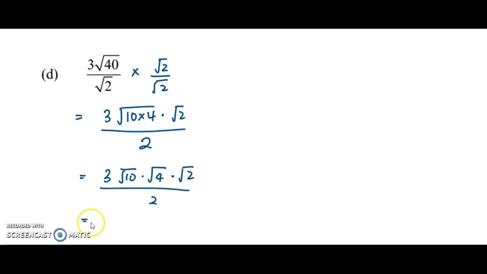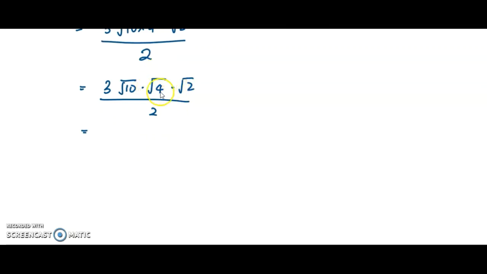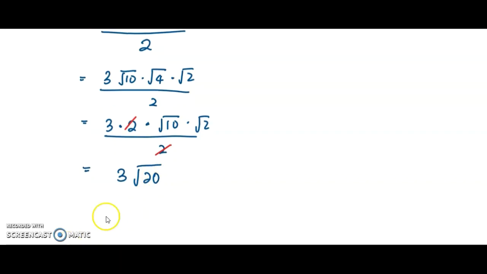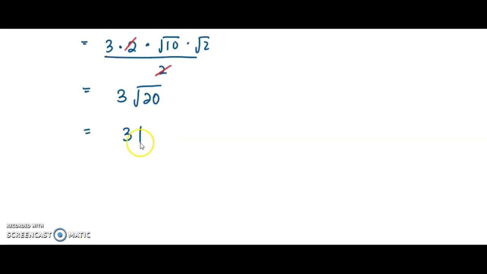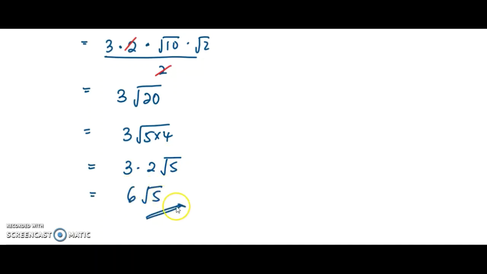So what is the answer for the surd 4? After you simplify, you get 2, right? So 3 multiplied by 2 multiplied by surd 10 multiplied by surd 2 divided by 2. Obviously, now you can see that the 2 can be cancelled off. Finally, you will have 3 surd of 20. And the surd of 20 can be written as 5 multiplied by 4. So again, you will see the square root of 4. So 3 multiplied by surd of 4 will be 2. Okay, so you have a surd number which is surd 5. Then multiply 3 by 2, you have 6 surd 5. And this is the simplest form.